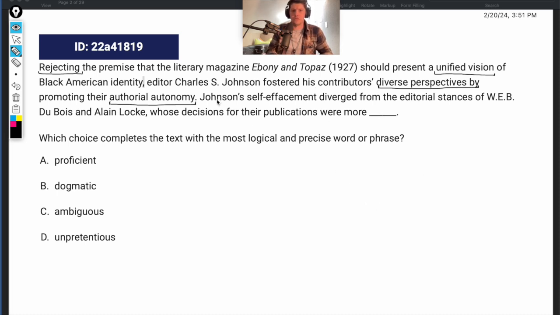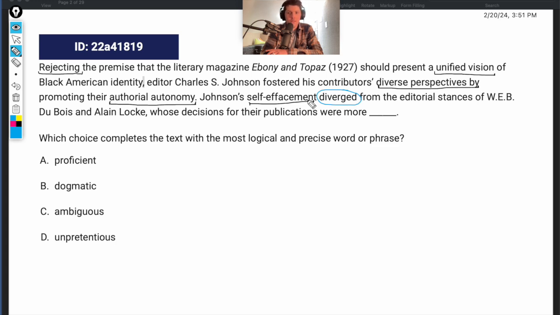Okay, so Johnson's self-effacement, another great word, diverged from the editorial stances of these two gentlemen whose decisions for their publications were more. So I want to now circle what I would call a bit of structural language, the word diverged. That really makes a difference to me, because the word diverged suggests that Johnson and the other two gentlemen are in disagreement about something, or that they don't see things the same way, right?